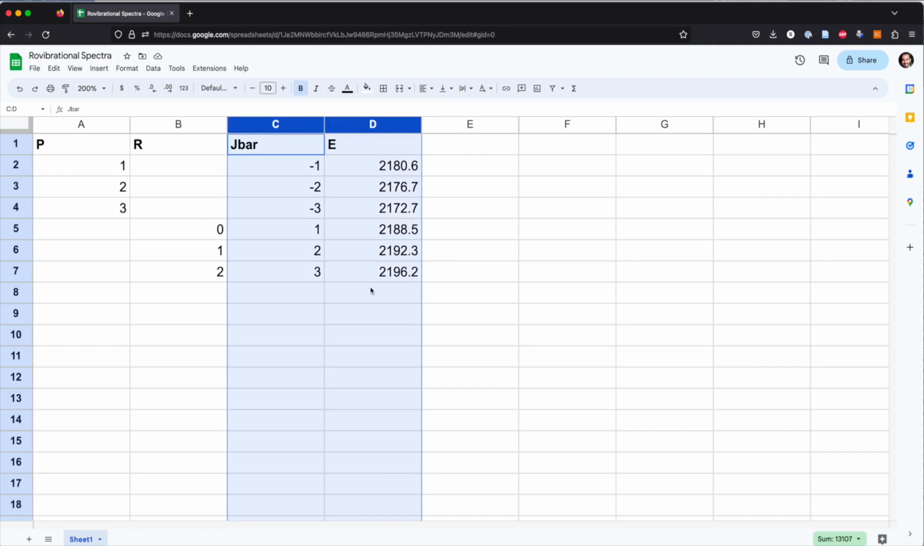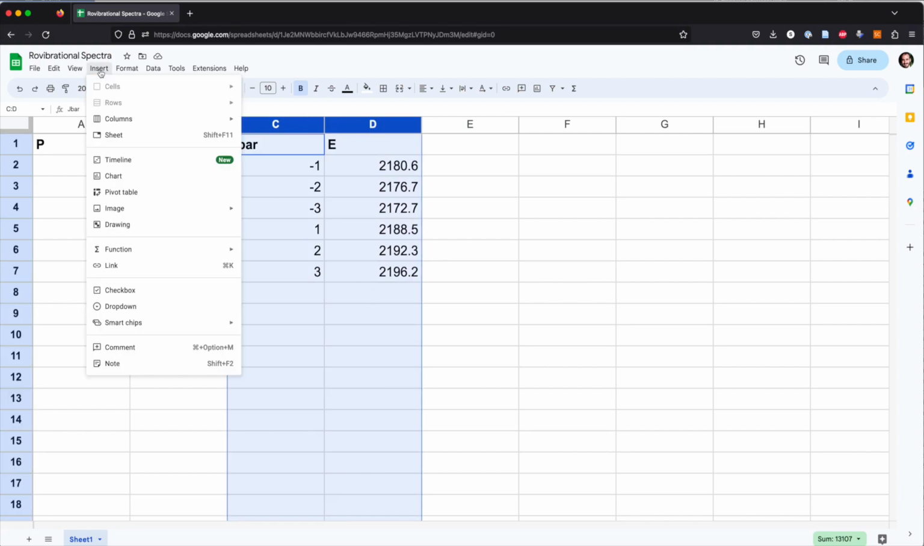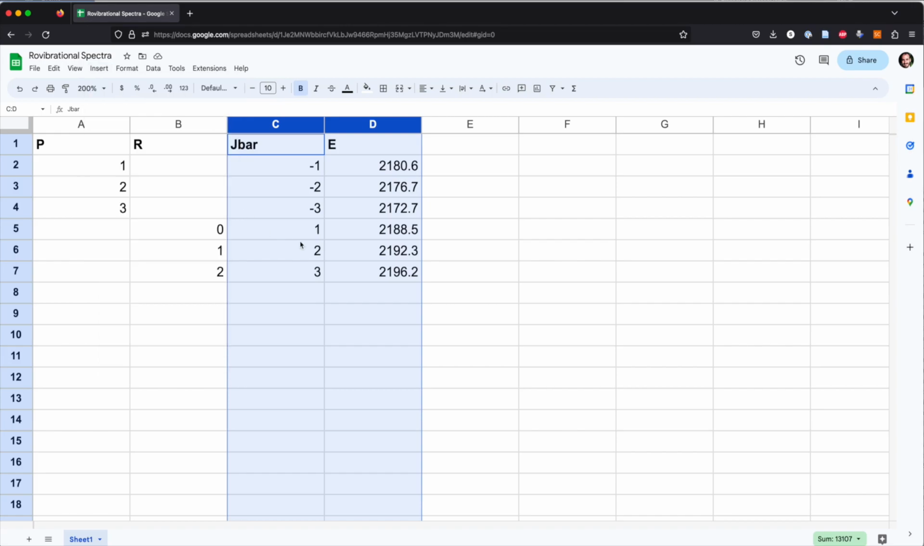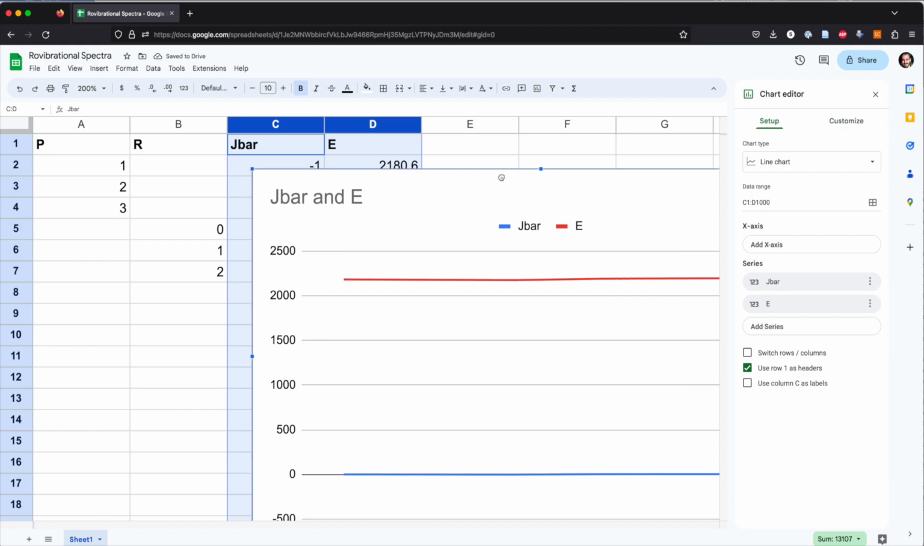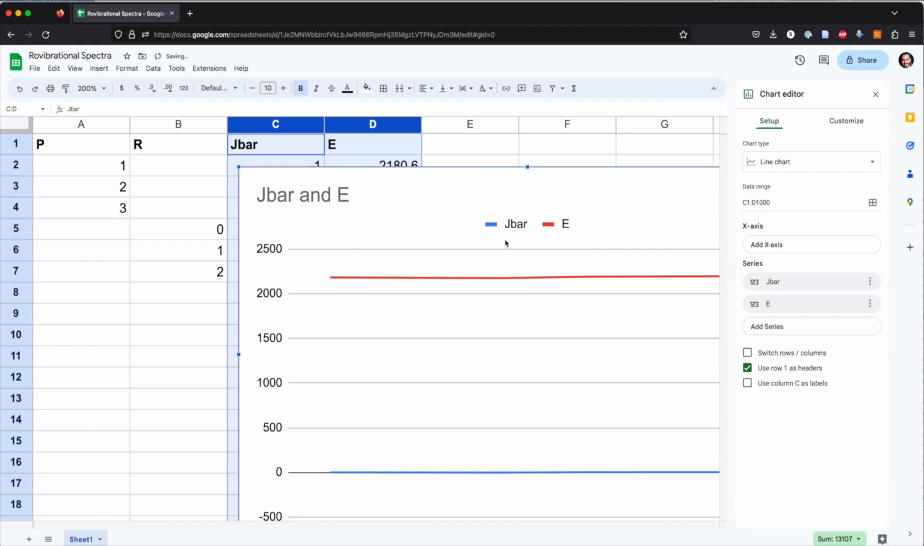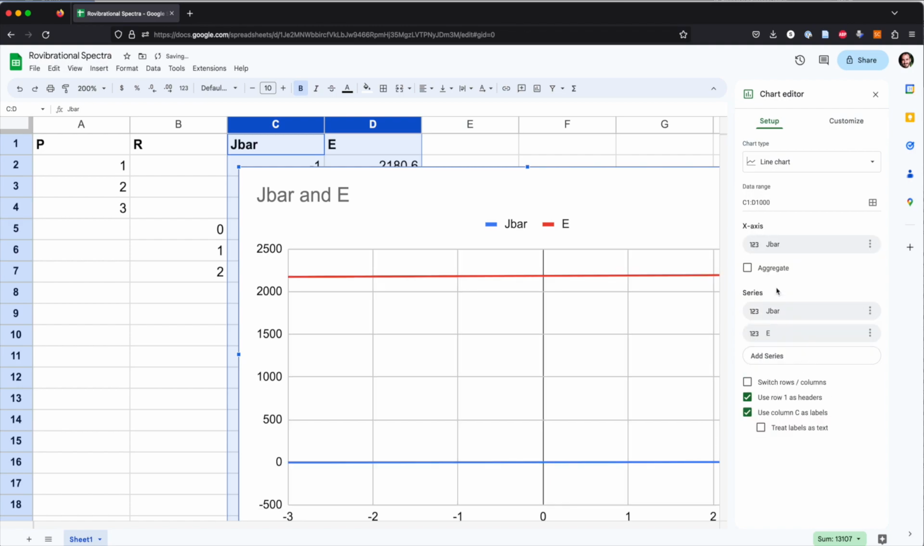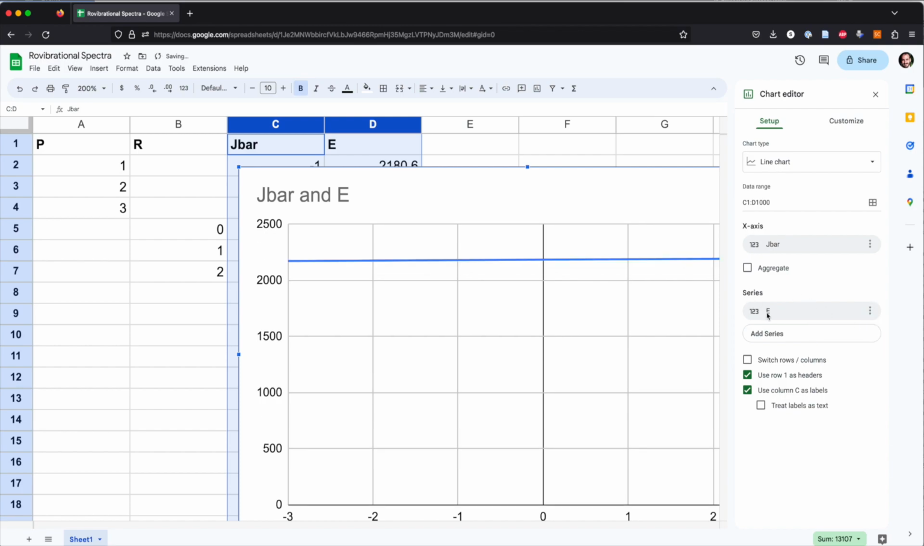So we can select both of the columns and then go to Insert, Chart. So it does some really dumb and goofy defaults, so we're going to have to undo some of that. You do that by going to Add an x-axis. The x-axis we want to be J bar, so we're going to add that there. And then we want to remove this J bar series from the actual thing it's plotting.